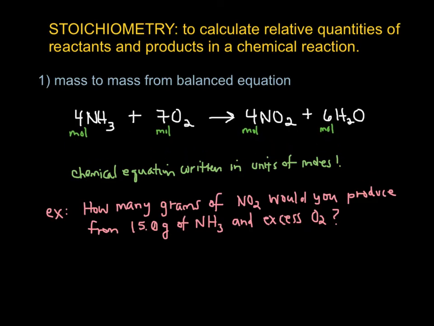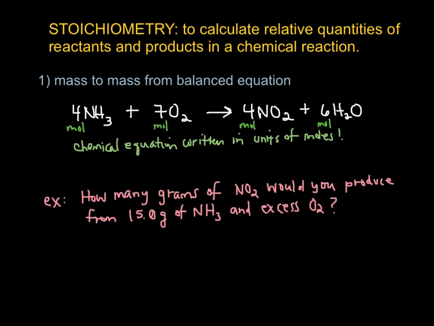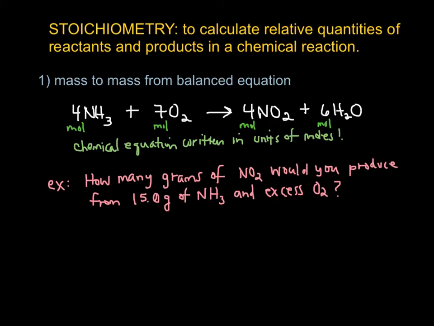All right, so for example, I might ask a question like this. How many grams of NO2 could you produce from 15 grams of NH3 and excess oxygen? Let's break this down and try to figure out what it's asking, what it's giving us, and also there's a couple of terms in here that might be a little confusing, so we should talk about those too.